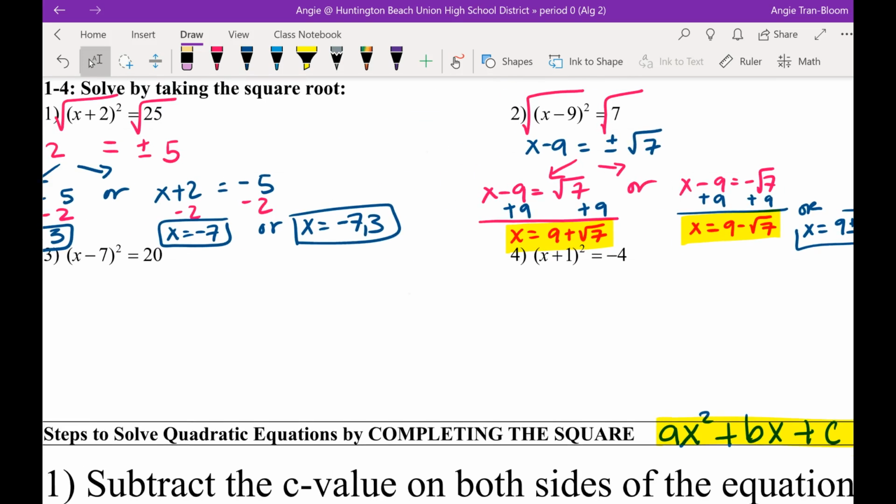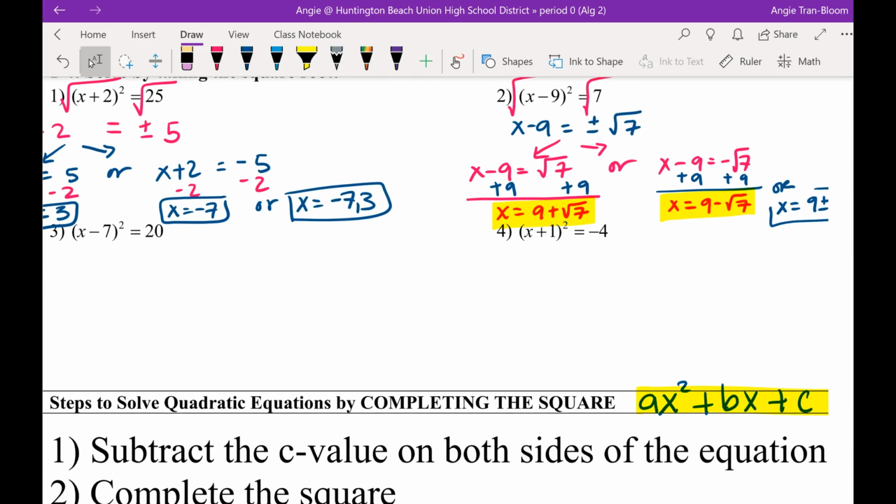Okay, now go ahead and continue to try number 3. When you take a square root of 20, do you have to simplify? Yes. Just like normal, you always have to simplify all your answers in mathematics.